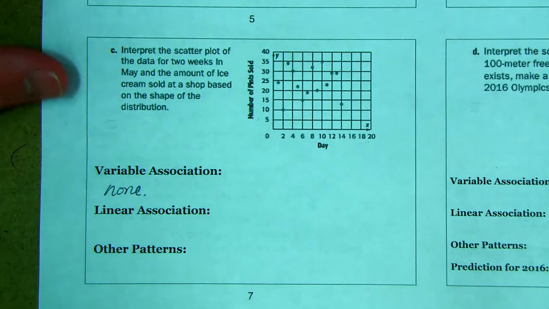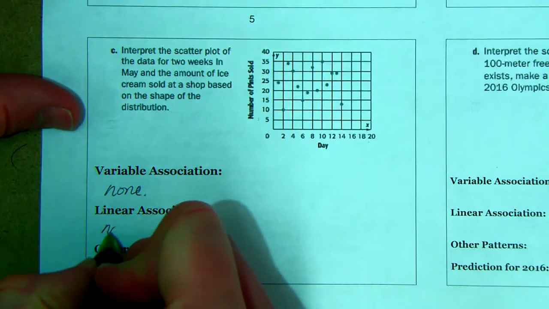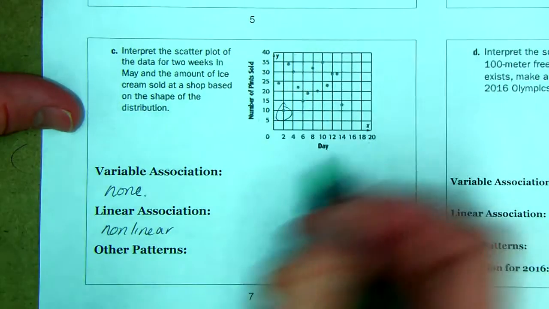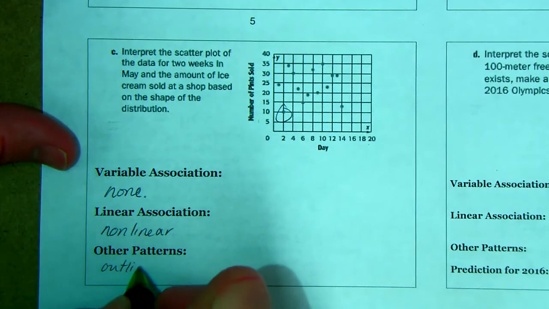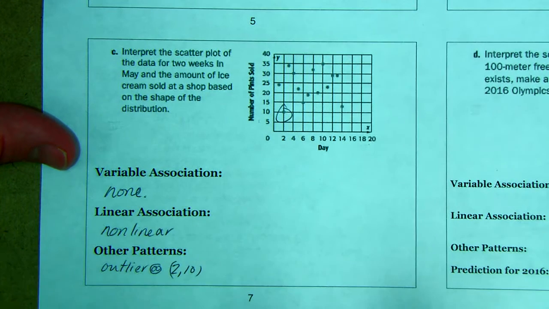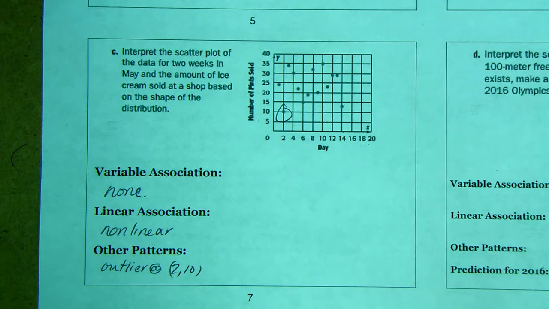There might be an outlier at 2, 10, or maybe even 14, I don't know, 13. Do you see any? I don't really see any clusters, and I definitely don't. That one's very vague, not a big deal. Okay, so let's move on to this one.